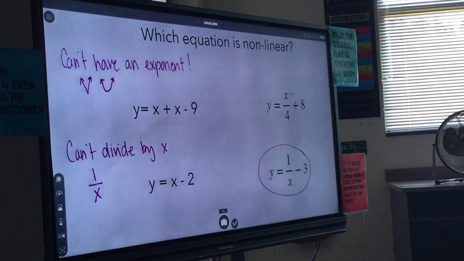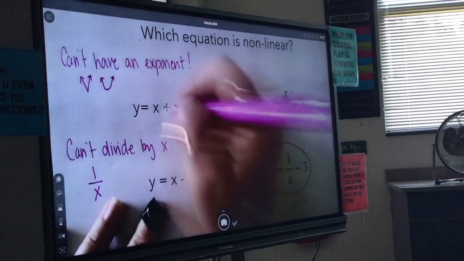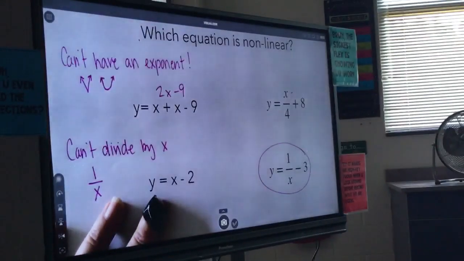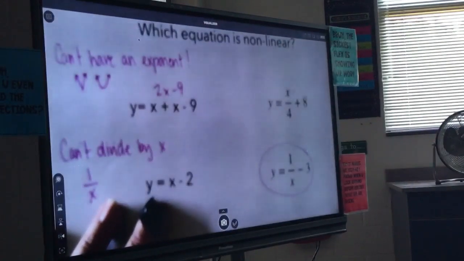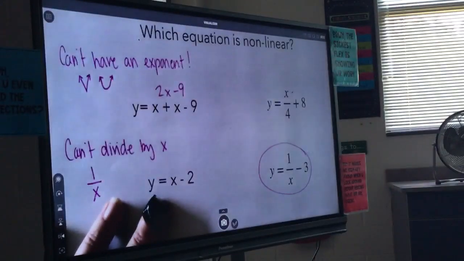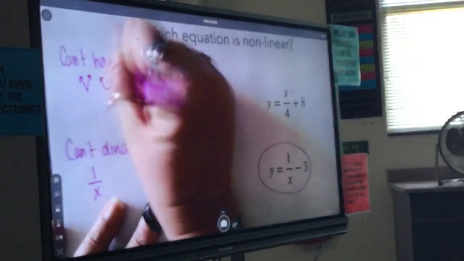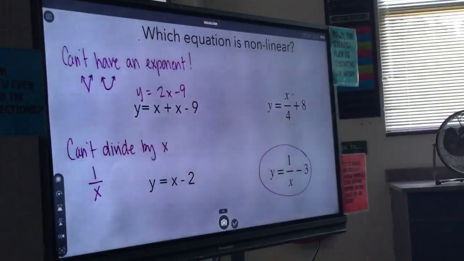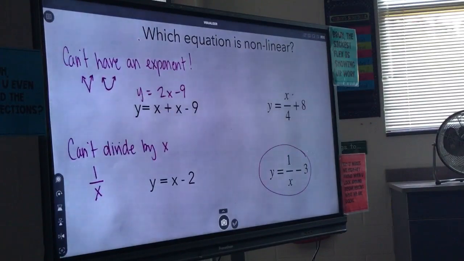Yes? Why is it the y equals x plus x1? Why isn't that not... Because that's what it becomes. You're not multiplying those, so it doesn't become an exponent. Yep, good question. So this just simply becomes y equals 2x minus 9. Okay? All right, any other questions about why these are or not? Okay, we ready to move on? Almost six.